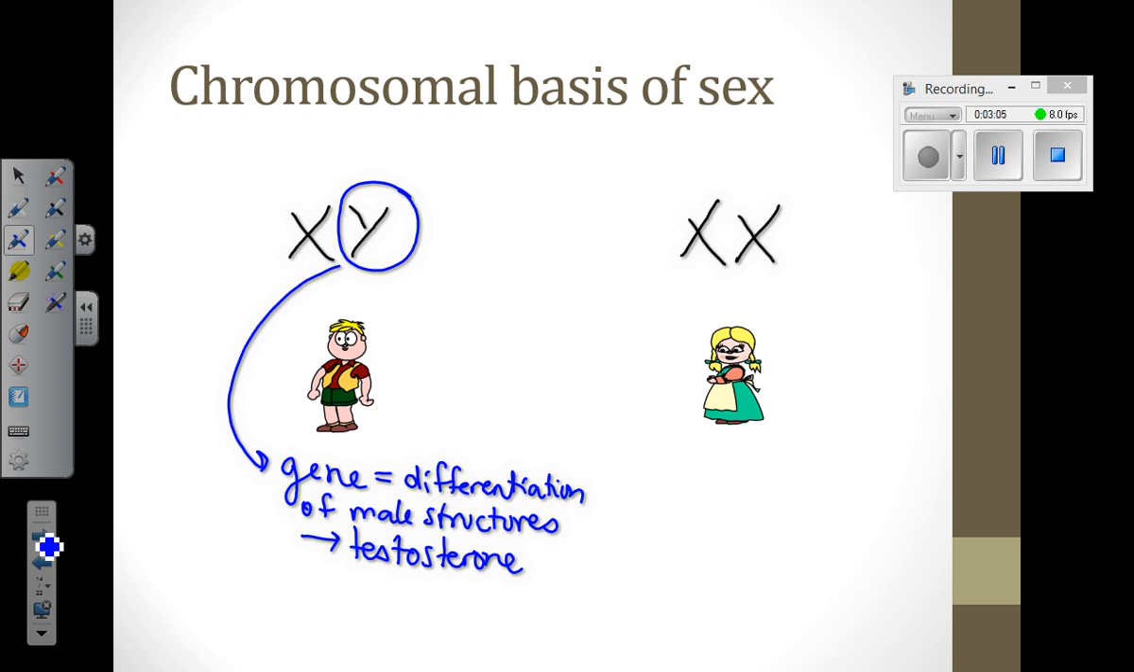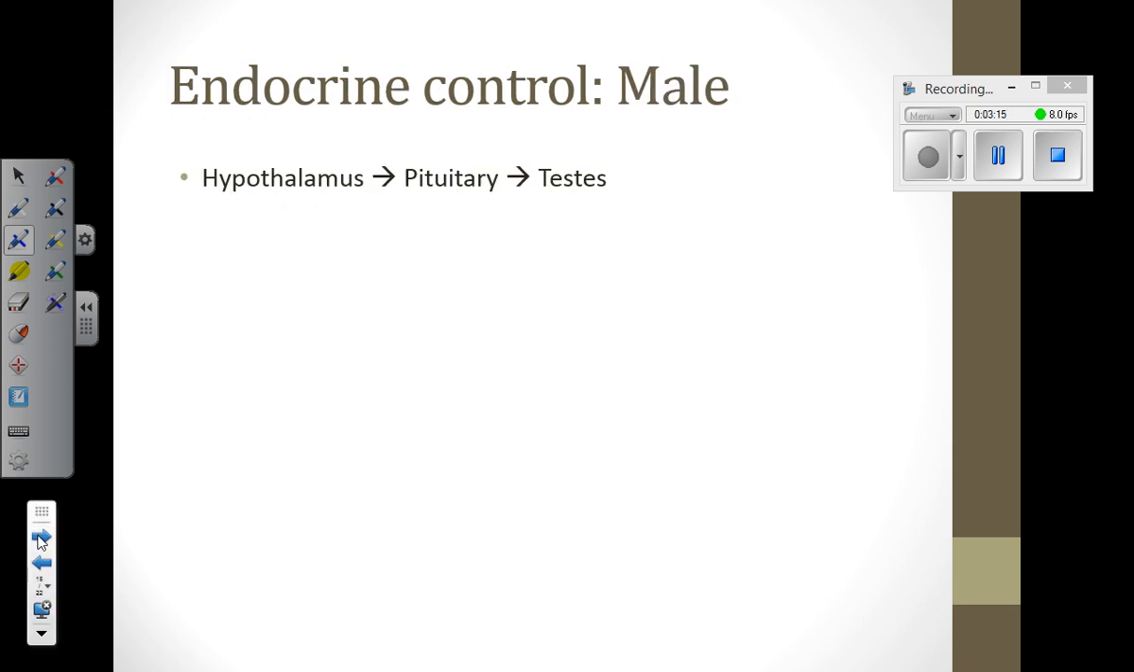So we're going to talk a bit about the hormones that are involved with males and females to help stimulate the production of reproductive cells. So we'll talk about males first. The basic pathway of endocrine control in males is from the hypothalamus to the pituitary and then the testes.